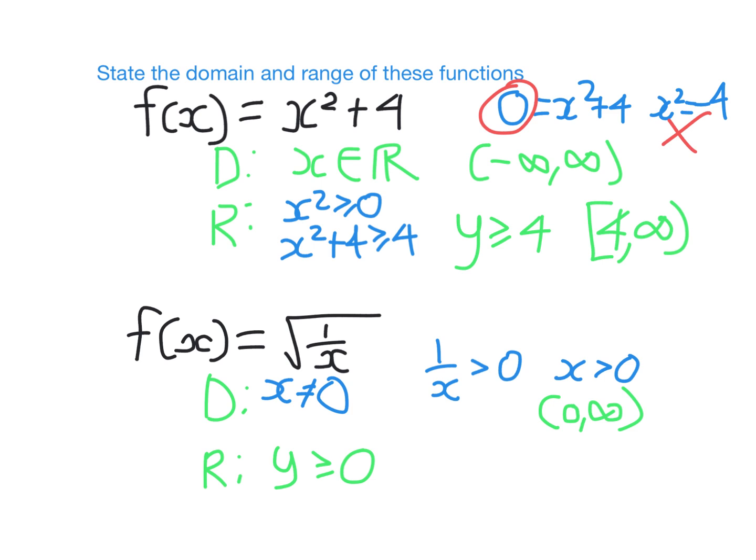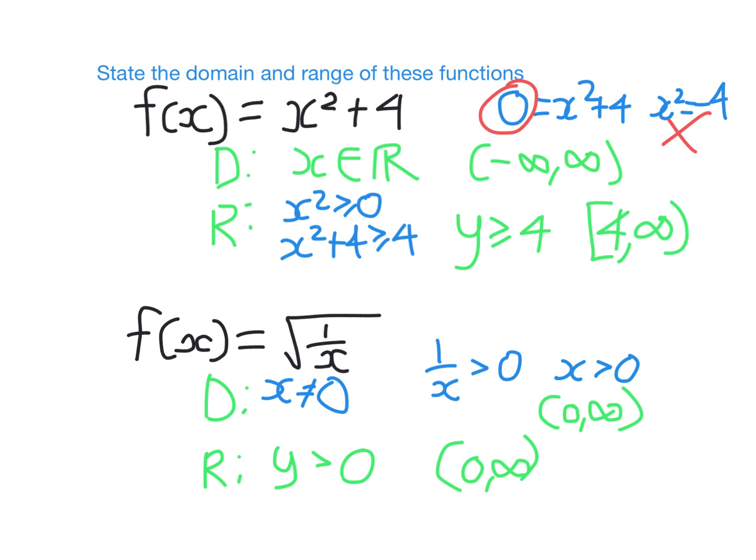So can we have y equals 0? Well, the only way we could have y equals 0 is if we were square rooting 0. Well, we can't have this equal to 0. There's no number you can divide 1 by to get 0. So I'm going to update our range, so y has to be greater than 0. And once again, in interval notation, it will be 0 to infinity, not including either value.